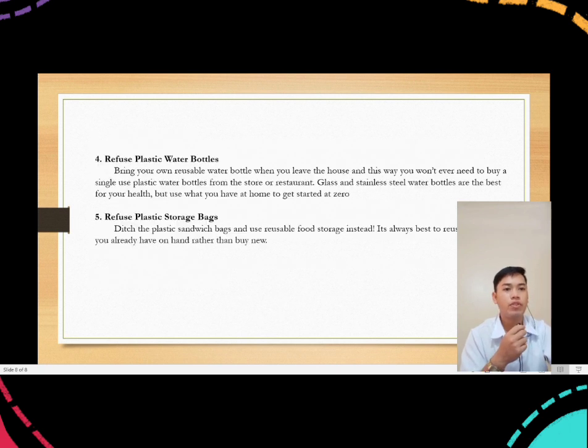Then number 4, refuse plastic water bottles. Bring your own reusable water bottle when you leave the house and go grocery shopping, and this way you won't ever need to buy single-use plastic water bottles, whether in the store or in the restaurant. Then lastly, refuse plastic storage bags. Ditch the plastic sandwich bags and use reusable food storage instead. It's always best to reuse something you already have on hand rather than buy a new one.